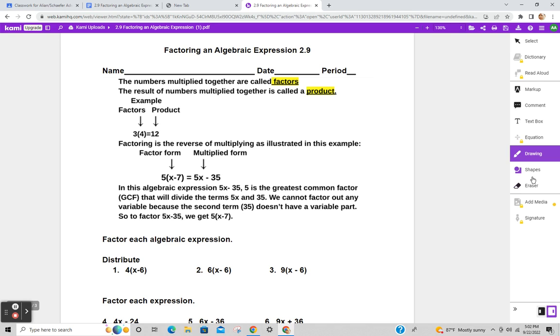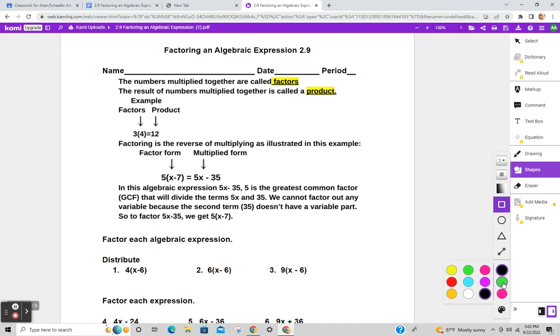The first word is factors. Factors are those numbers or variables that are being multiplied together to give us what is called the product. So here's an example. 3 times 4 gives us the product 12. So 3 and 4 are factors of the number 12.